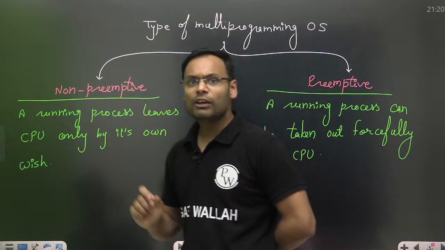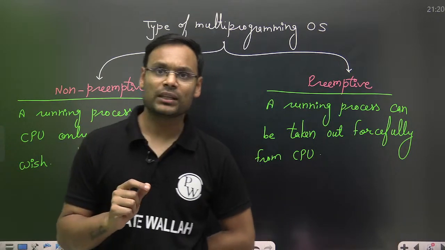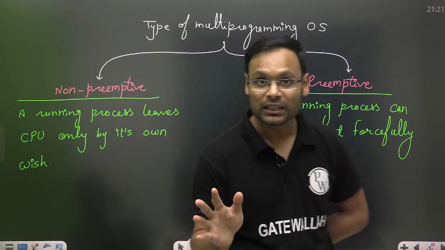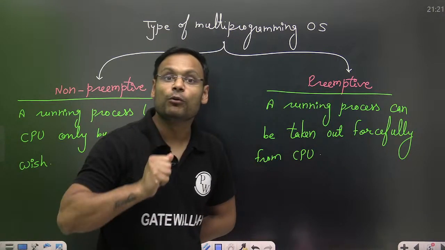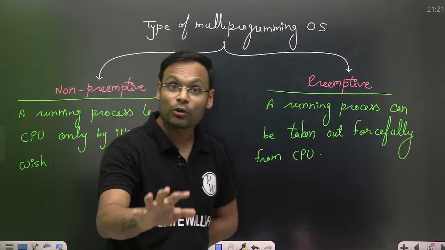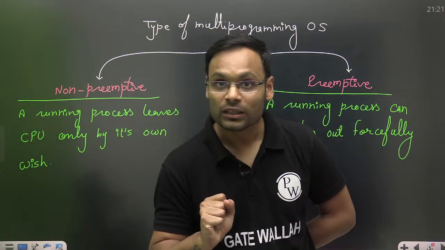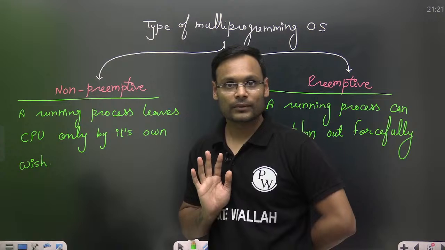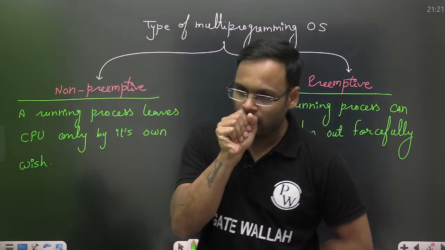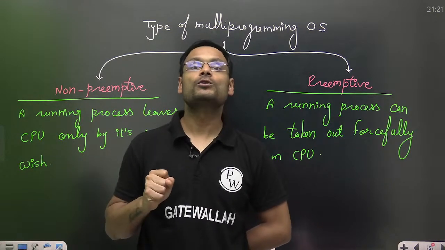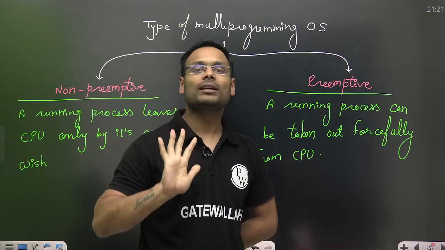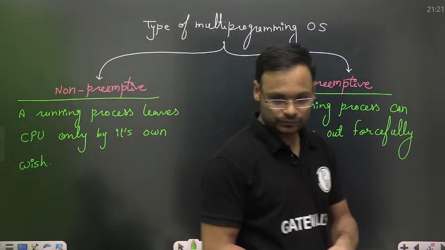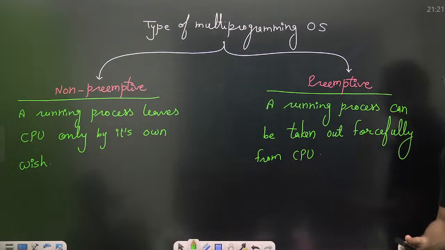Preemptive: let's say you are getting late for something, you want to do something with your phone, maybe a phone call or a message. You can snatch your phone back from your friend, even though your friend doesn't want to give you the phone. Still, you can take it forcefully to perform your task. Forcefully, that is preemptive. Okay, understood the difference?